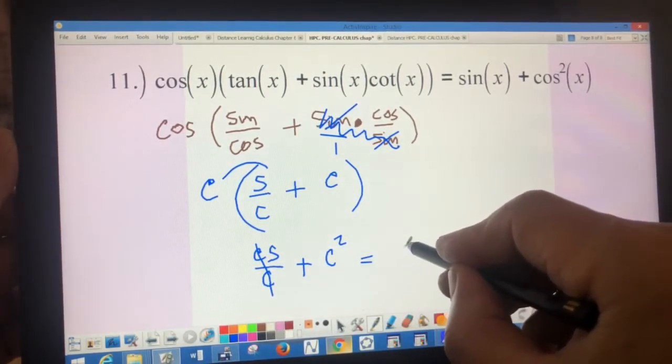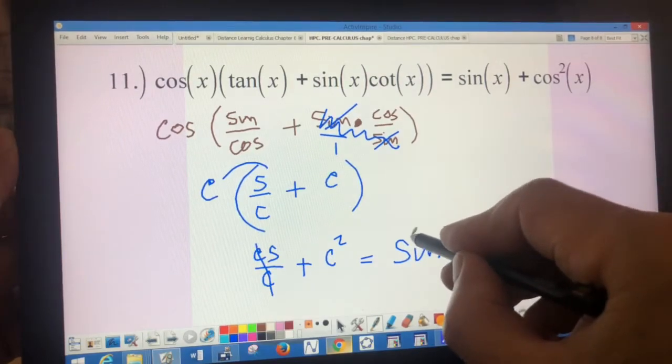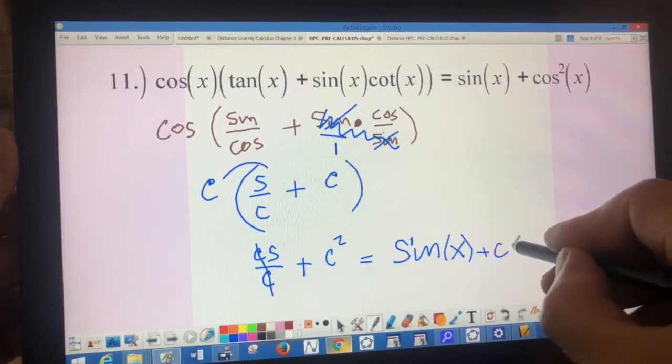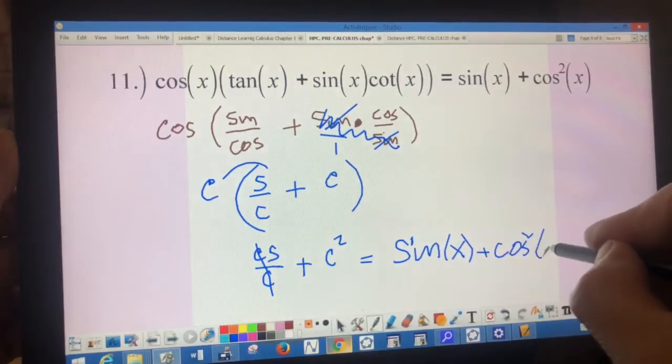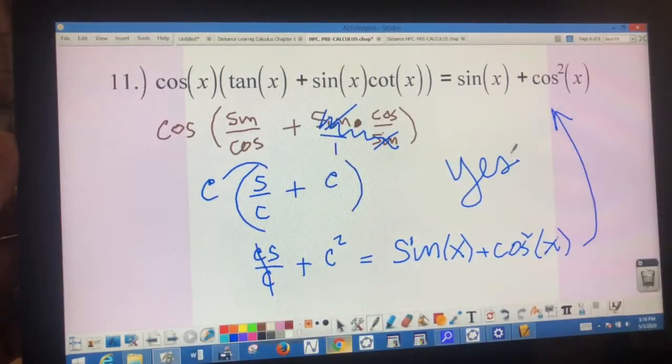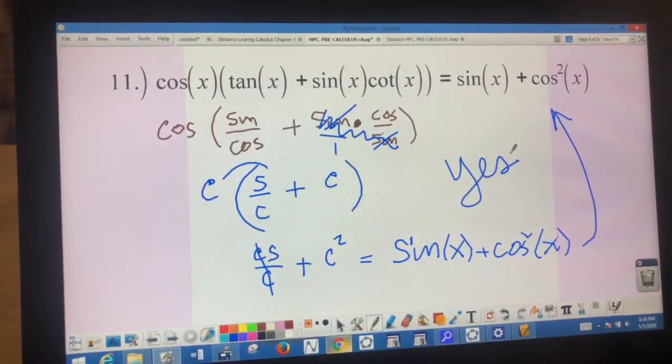So now if you write them back to the way it used to be, sine of x plus cosine of x squared. Now look at your right side. Are they the same? And we'll say yes. This whole exercise is to make sure your left side and right side equal to each other. Usually you work on the bigger piece, the more complicated piece. Try to make it look as simplified as possible.